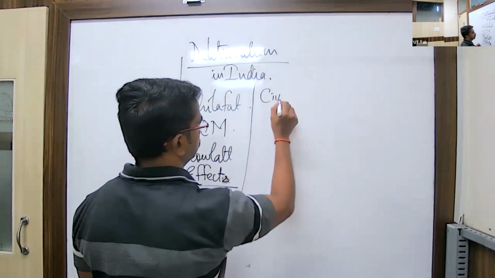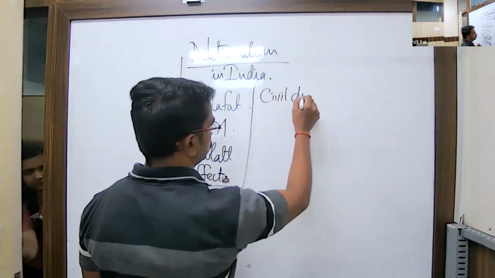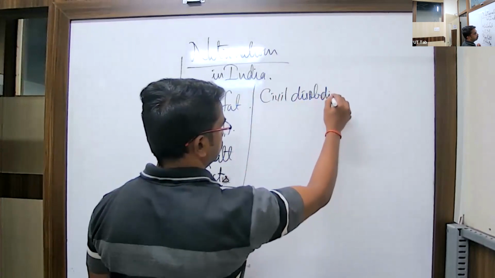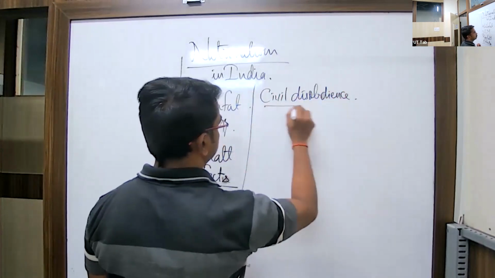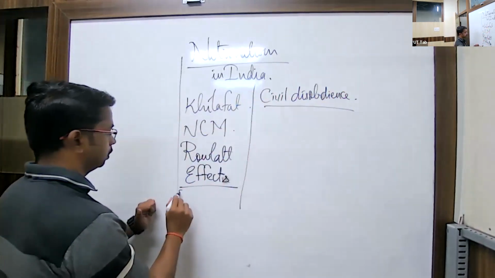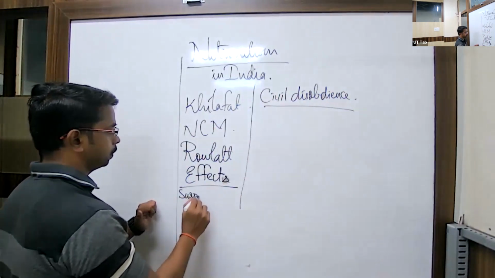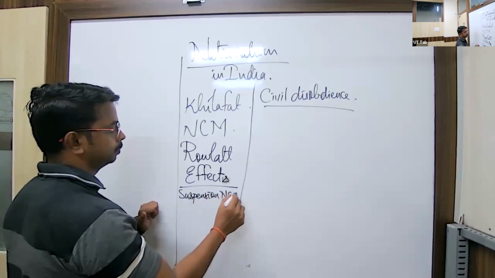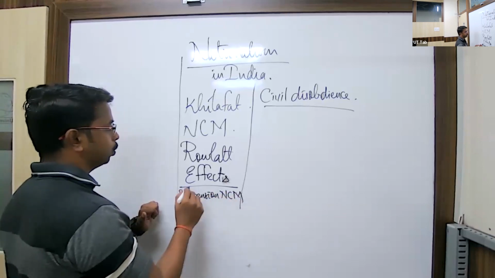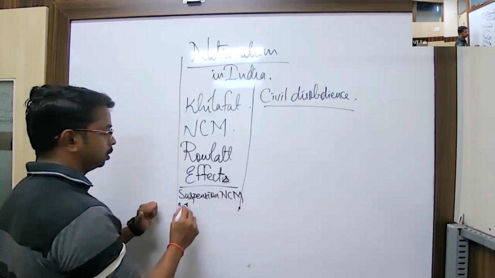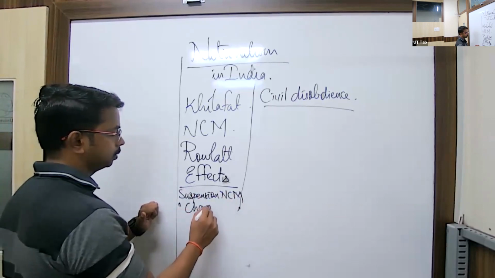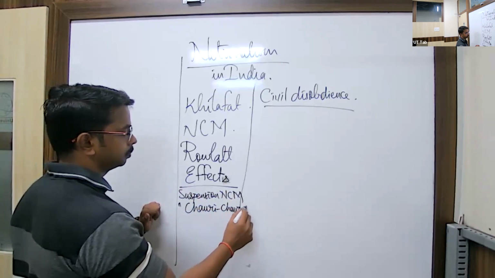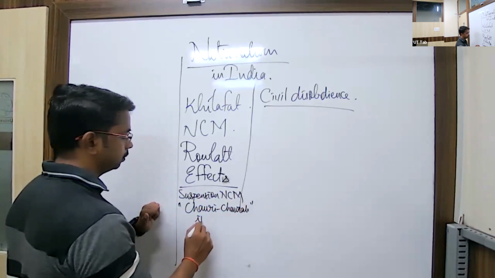Civil Disobedience Movement. But before the Civil Disobedience Movement, we have the suspension of the non-cooperation movement. So before this, we have to study the suspension of NCM. Just check, there is one incident given in your volume: the Chauri Chaura incident. Chauri Chaura incident.